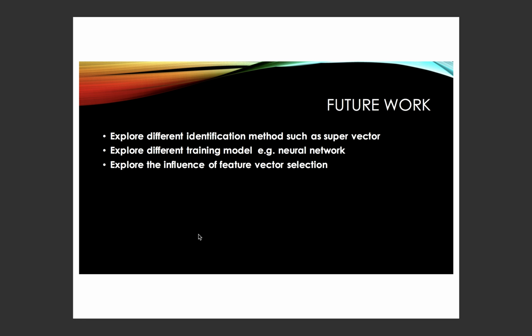So our future work is that we would like to explore different application methods such as supervector and other kinds of training models to compare which one is better in this case. And also we would like to explore the influence of feature vector selection. In this case, we use MFCC feature vectors, which are in 39 dimensions. And maybe in the future, we would like to explore how the accuracy will change if we only use 13 dimensions or 26 dimensions. So this will all be done in the following work.